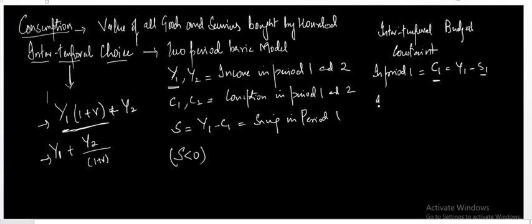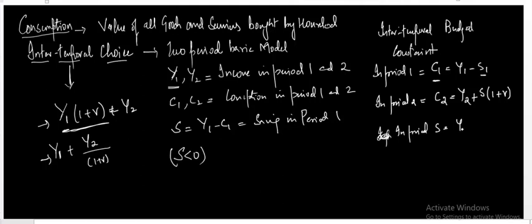Now in period 2, however, the constraints are going to be something different. In period 2, the consumption is going to be equal to the earnings that he is making in period 2 plus the savings that he has made in period 1, and the interest that he is going to earn on those savings. Therefore, in period 1, savings are going to be equal to y1 minus c1, consumption.